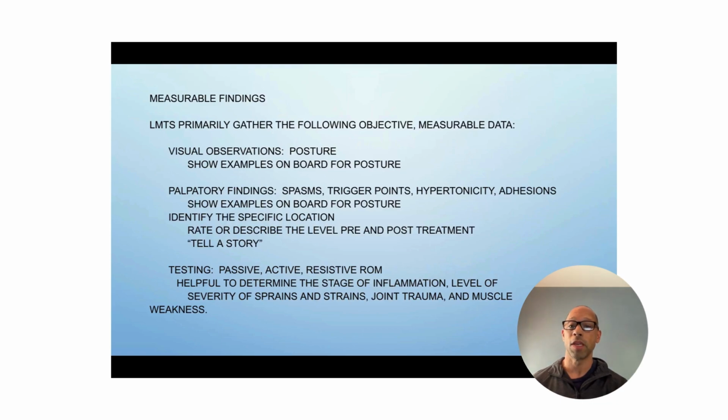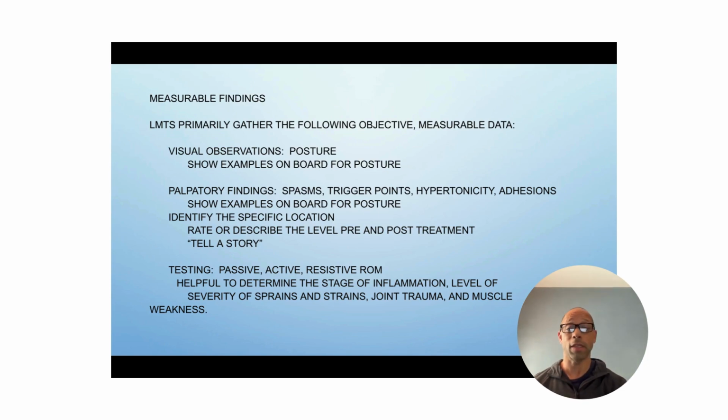Okay, so measurable findings. Again, this is in the O. We gather any kind of objective measurable data. So visual observations: we can look at their posture. We can use a posture board if we want and measure them against plumb lines and horizontal lines. But we can measure it and just say, yep, right shoulder higher, left hip higher, posterior rotation of the hip, the foot is externally rotated or everted or something like that.